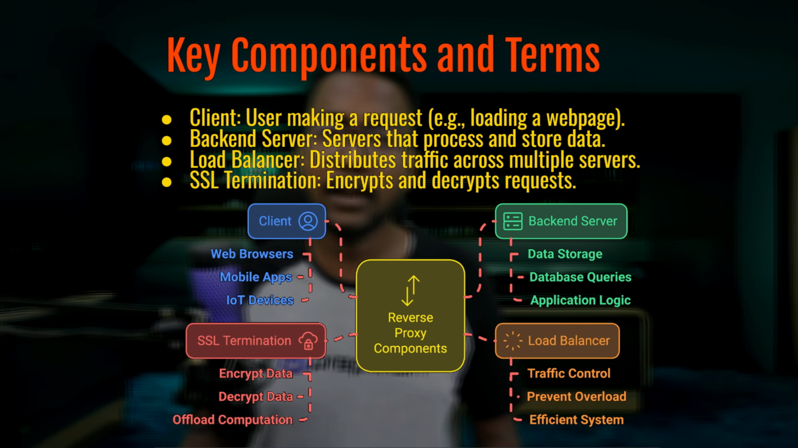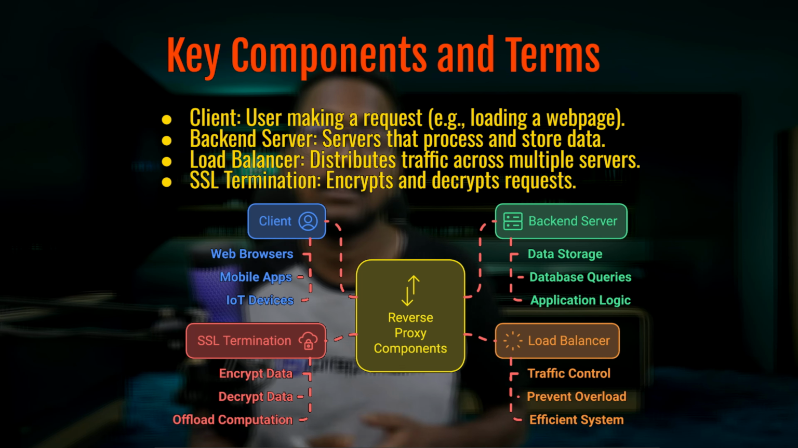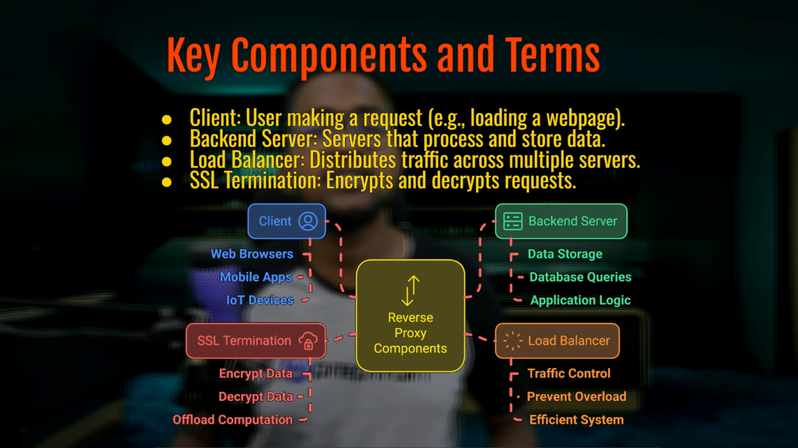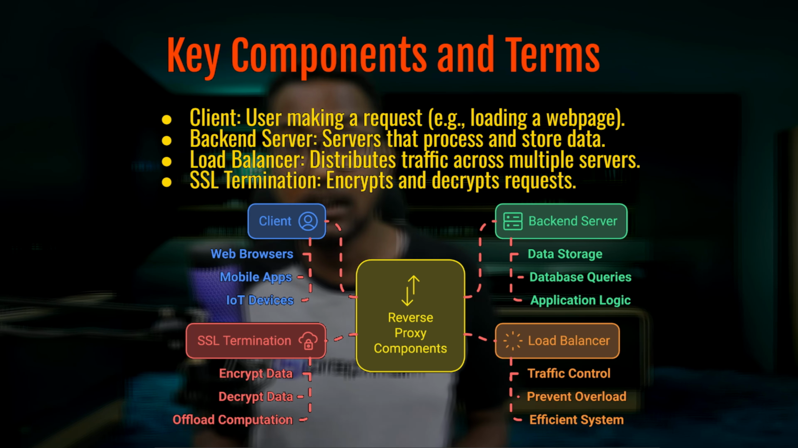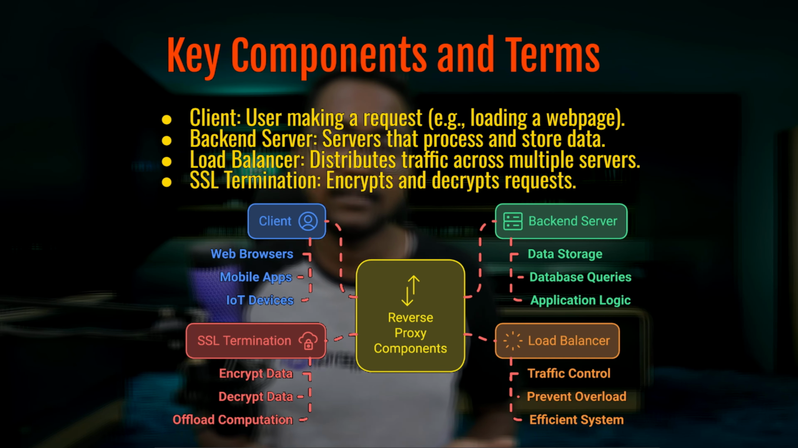Next, we have the backend server. These are the machines responsible for processing the requests made by the client. They store the data, they process it, and they generate the content that gets sent back to the client. Backend servers basically handle tasks like database queries, file storage, and running application logic. They are the heavy lifters of the system, and without them, nothing would function.